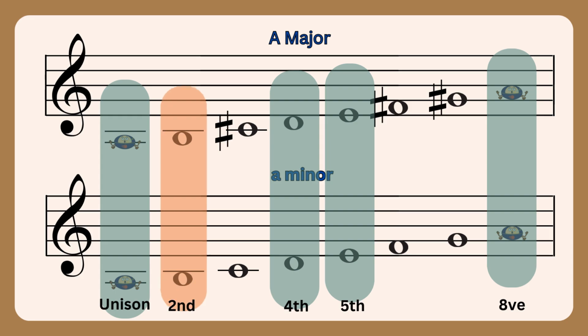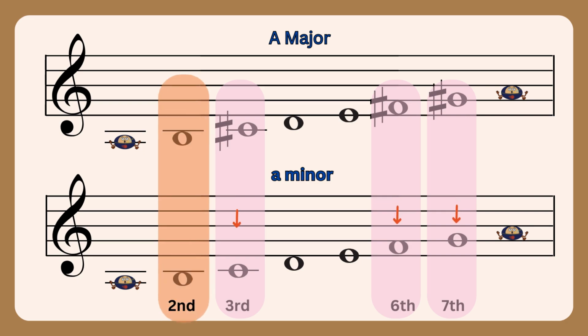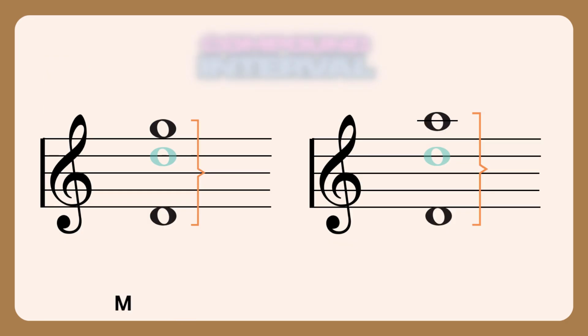Oh yes! There is an exception for the major second. In both the major scale and the natural minor scale, the second is still a major second. Why? Because when we change from major to minor, only the third, sixth, and seventh move down. The second stays exactly the same.